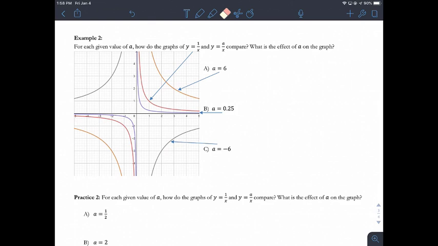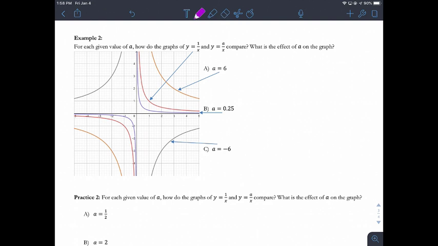All right, in example 2, this is actually a rather quick example. Don't get confused by the picture. It's there to show you what's happening visually, but all you need to know is what happens whenever a changes. It asks, for each given value of a, how do the graphs of y equals 1 over x and y equals a over x compare? What is the effect of a on the graph?